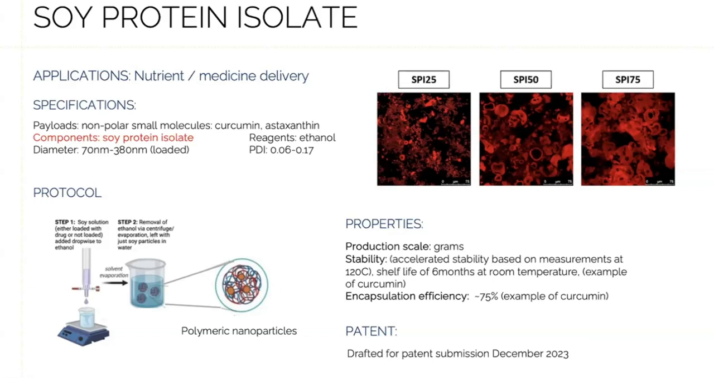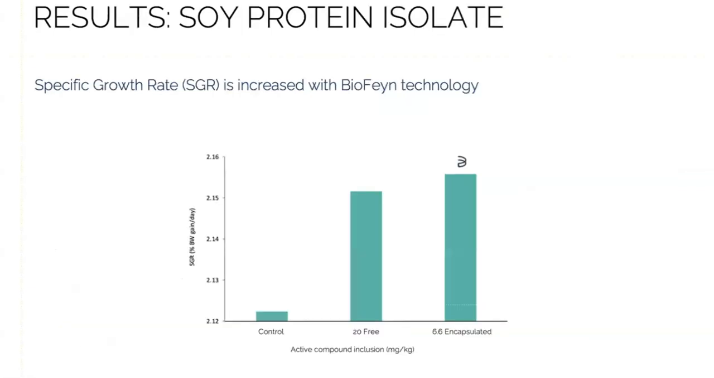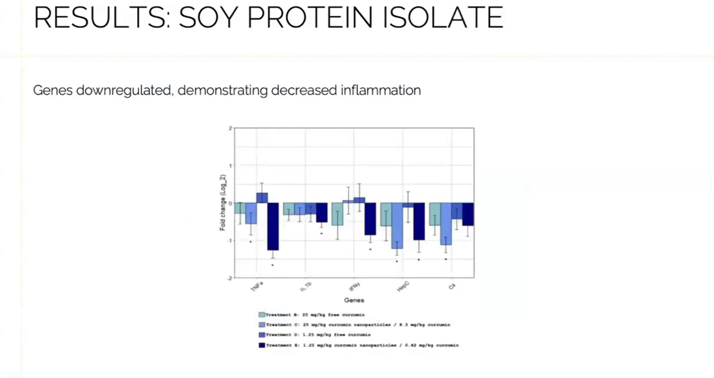This is some of our core IP, which we're using as we build up the company. It has had tremendous results. Using the soy protein isolate particle, we've increased the specific growth rate of fish many times by encapsulating a particularly bioactive compound, which is otherwise not used in the industry. By putting it into a delivery mechanism, this SPI particle, we've been able to have really nice results.